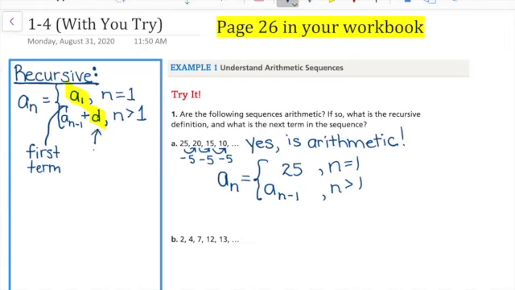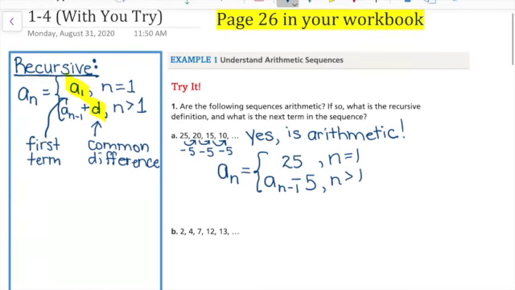Then D is what's called the common difference. So that's the number that it was going up or down by over and over again. And in this case, it was going down 5, so we say negative 5. Okay, so recursive. What about the next one?